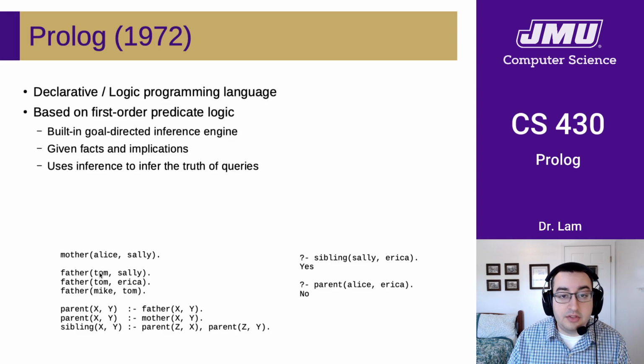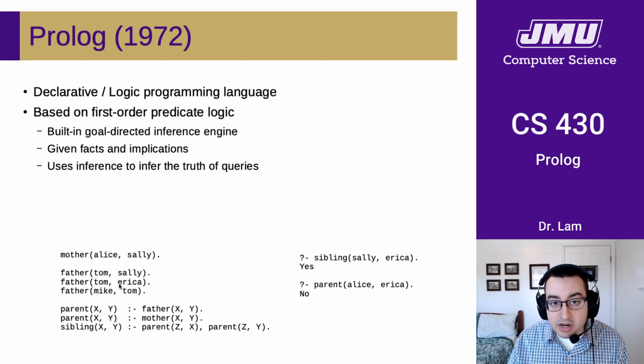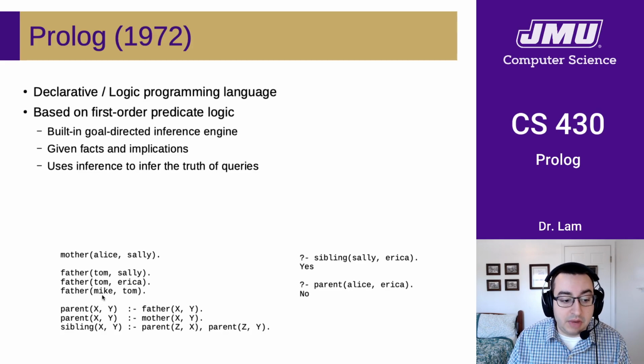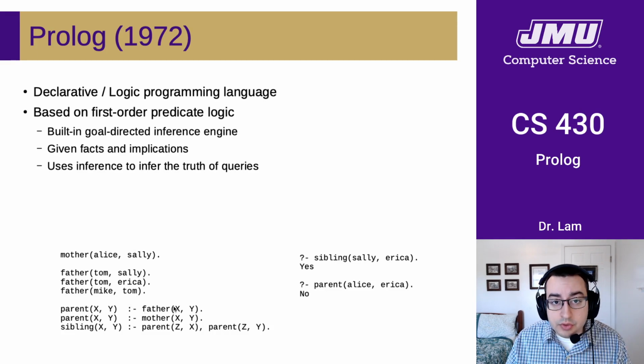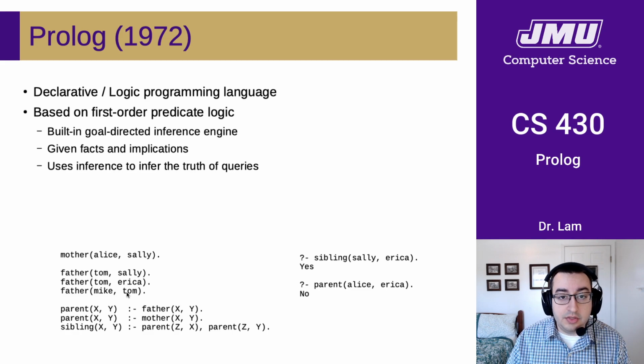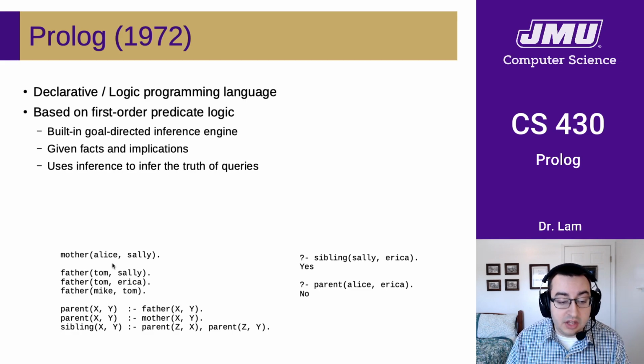Similarly, this means that Tom is the father of Sally. This means that Tom is the father of Erica. And this means that Mike is the father of Tom. So these are what we call facts. These are just relationships between these words, which we call atoms. Down here we have some rules based on that we can use to infer things based on these facts.